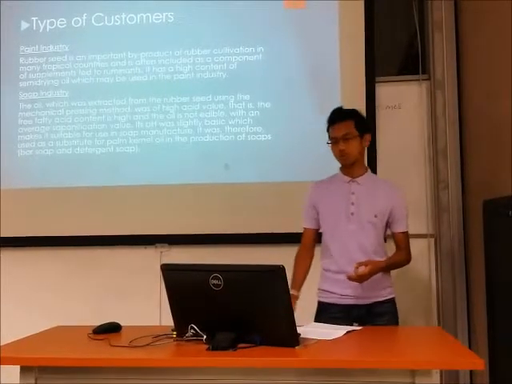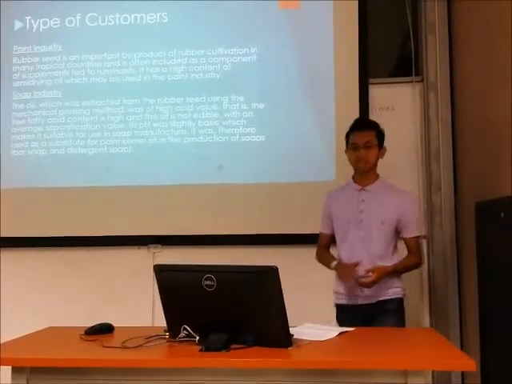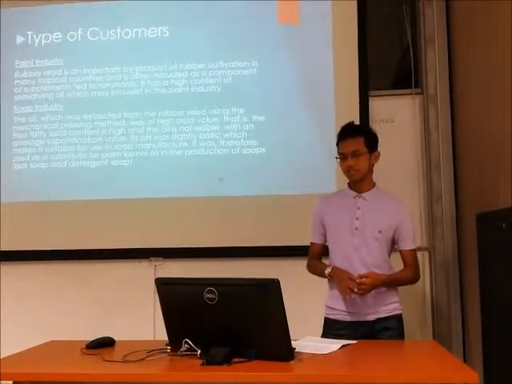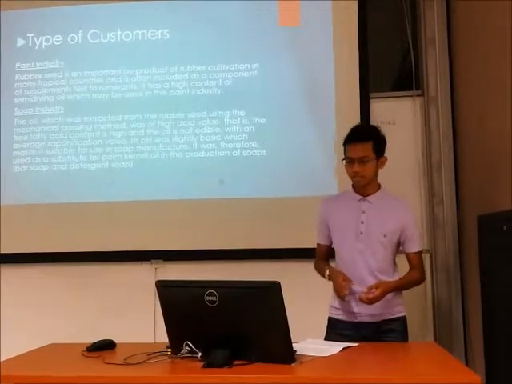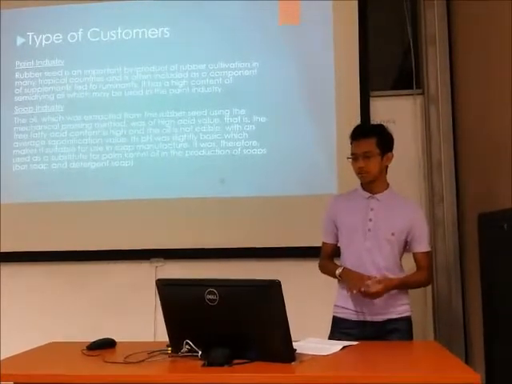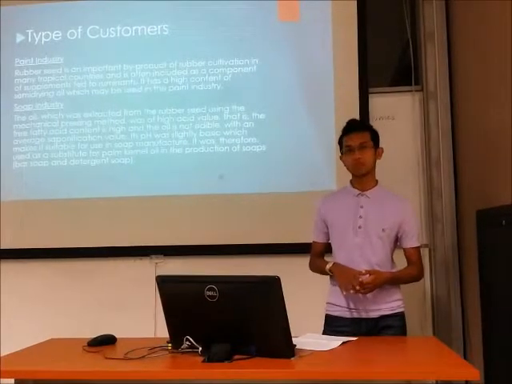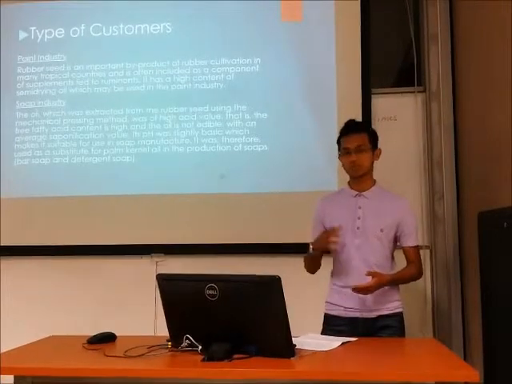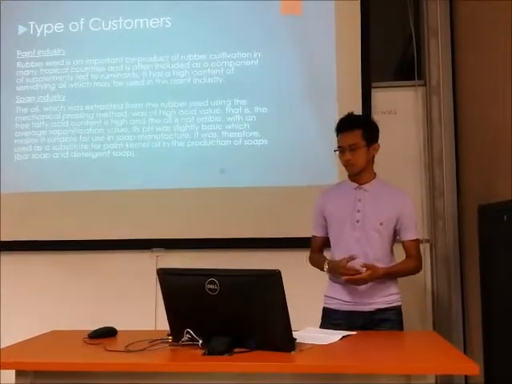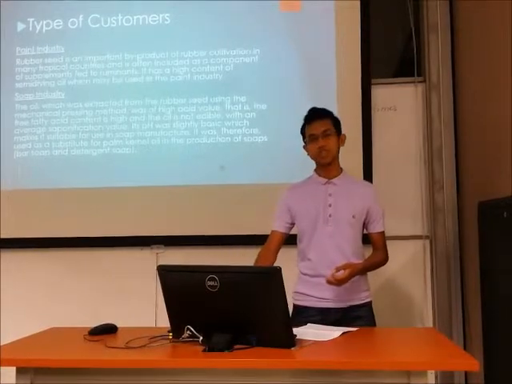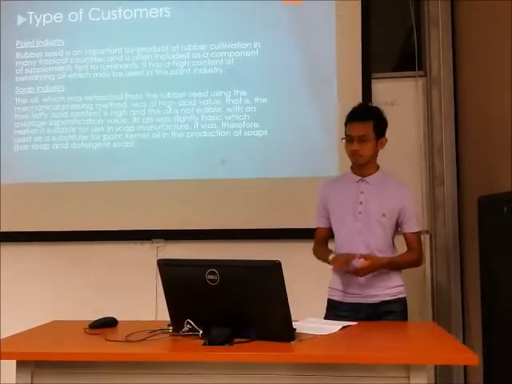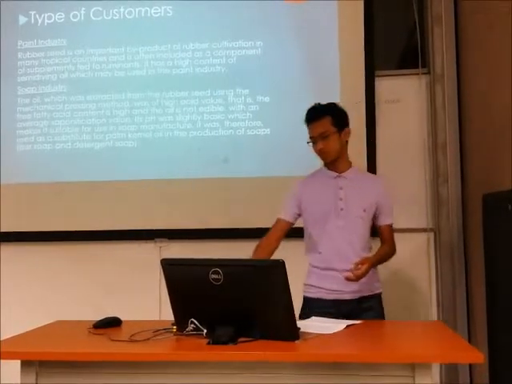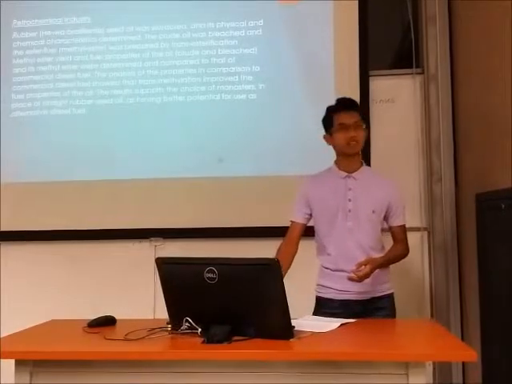Second is the soap industry. The oil which was extracted from the rubber seed using the mechanical pressing method was of high acid value. That is, the free fatty acid content is high, and the oil is not edible, with an average saponification value. Its pH was slightly basic, which makes it suitable for use in soap manufacture. So it was therefore used as a substitute for palm kernel oil in the production of bar soaps and detergent soaps.